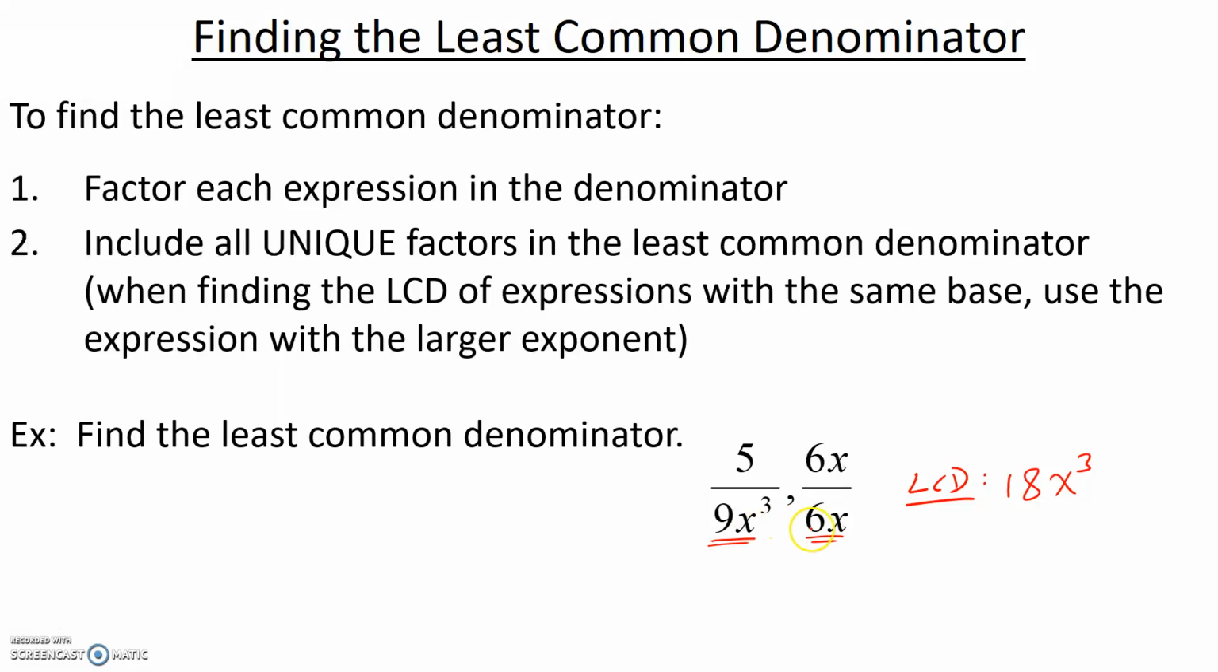So with 9 and 6, the LCD was 18, which was bigger than 9 and bigger than 6, because 9 and 6 have to both be able to go into 18. Similarly, with x cubed and x, your least common denominator is going to be x cubed, because x cubed has to be able to go into itself. So when finding the LCD of expressions with the same base, use the expression with the larger exponent.